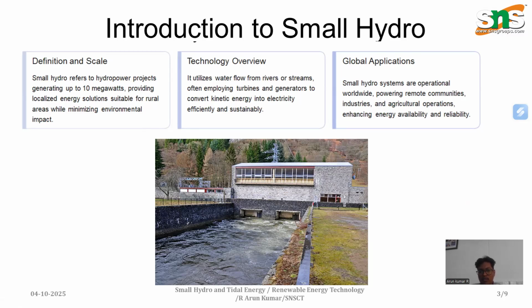And we move to the technology overview. So we want to utilize the water, and only then can we derive electricity from it. We convert the potential energy into kinetic energy. Okay, so we utilize the water flow of a river or stream by employing turbines and converting the kinetic energy into electricity, with efficiency and sustainability.